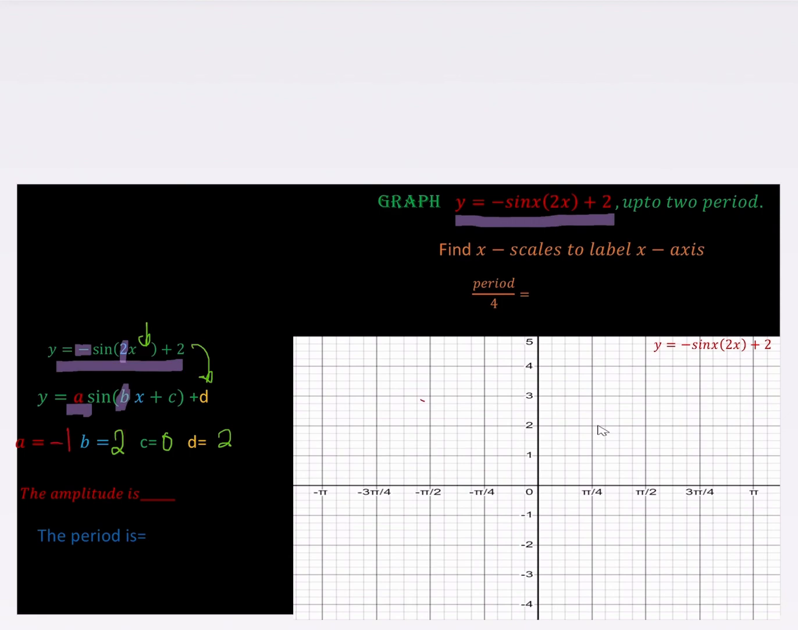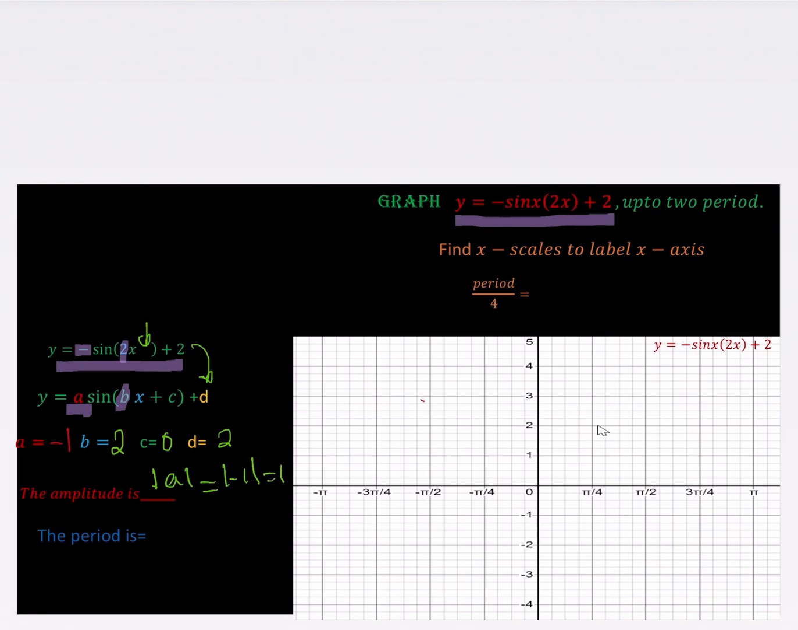So we want to find the amplitude. Now we have to remember the formula. Then we're going to look at the graph, what it really means. Amplitude is the absolute value of a, which is going to be just the absolute value of negative 1, which is equal to 1. So that's our amplitude.